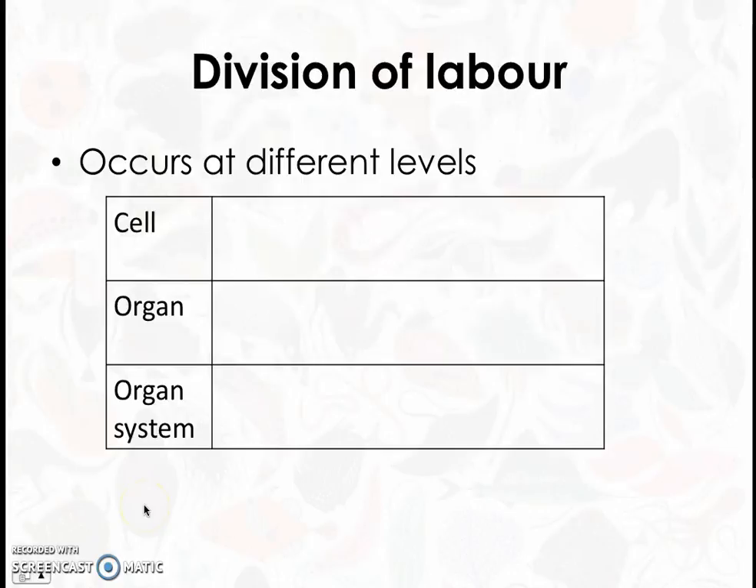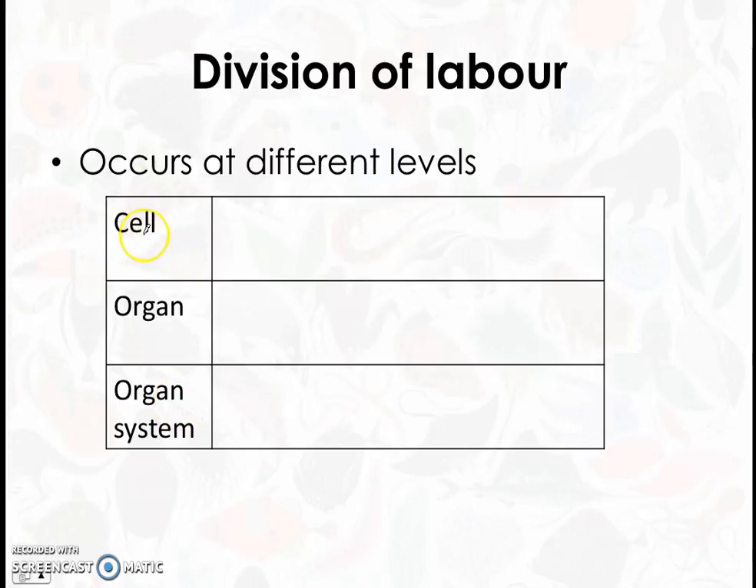Now, the division of labor, this breaking down of work into smaller tasks, occurs at different levels of an organism. We were talking about the levels of organization, right? There was cell, and then there's tissue, which I don't have here. There's tissue, and then different tissues form the organs, and then organs come together to form a system. Now, if we look at each of these levels, we will be able to find an example of division of labor. So let's start with the cell.